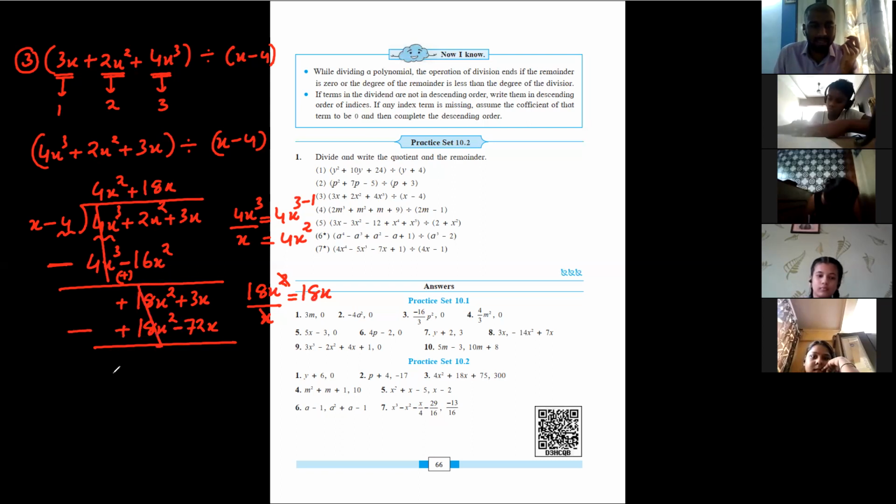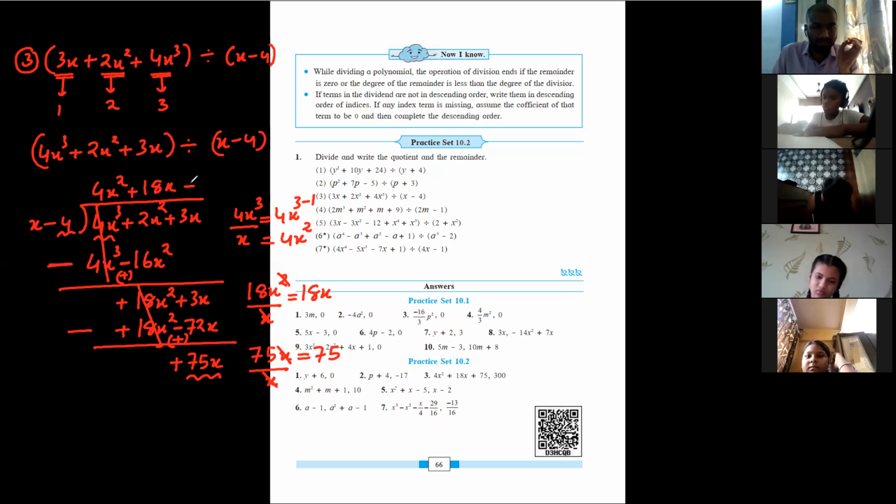Now you subtract. Once you subtract, this 18x square gets cancelled. This minus 72x changes to plus. Now 72 and 3, which is the bigger number? 72, so the sign over here will be plus. Both the signs are same, so you'll add the numbers. Over here it will be 75x. Now you will try to eliminate 75x. You will eliminate it with the help of x. So x and x get cancelled. Your answer is 75.